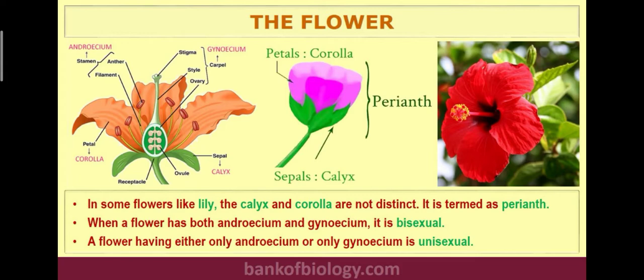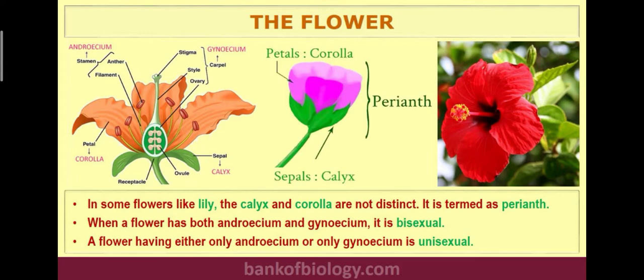So, in some flowers like lily, the calyx and the corolla are not distinct. It is termed as perianth. ठीक है, जैसे कुछ फ्लावर्स होते हैं जिसमें कैलिक्स और कोरोला डिस्टिंक्ट नहीं होते, अलग अलग नहीं होते. So this type of arrangement of calyx and corolla is called perianth.